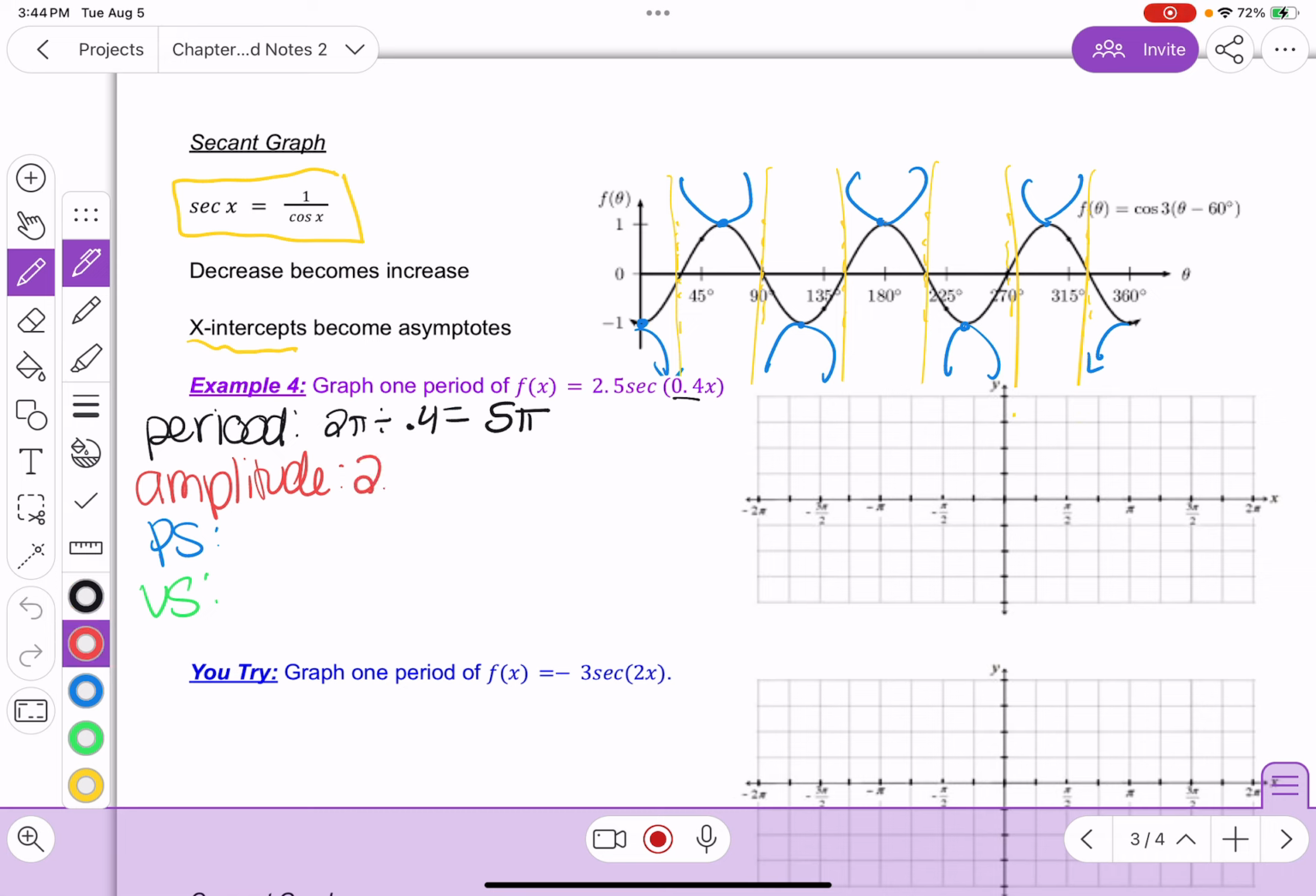Amplitude is the number in front, 2.5. There's nothing added or subtracted in the parentheses. There's nothing added or subtracted at the end. So those are the same rules as if that was cosine. So we're going to draw this as if that said cosine right there for a minute. So I'm just going to pretend this is pi, this is 2 pi, 3 pi, 4 pi, 5 pi.